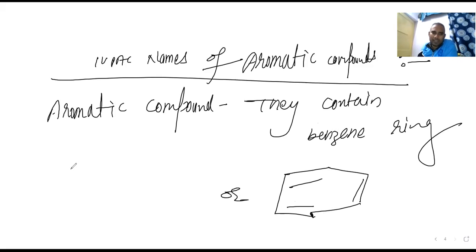If you write this benzene ring, you can also write CH at all the places: here CH, here CH, and lastly again CH. We know carbon's valency is 4. For each carbon, there is 1 hydrogen, 1 single bond, and a double bond.